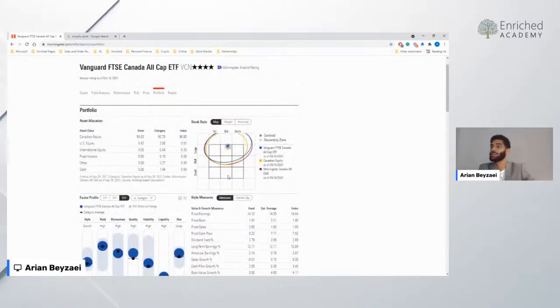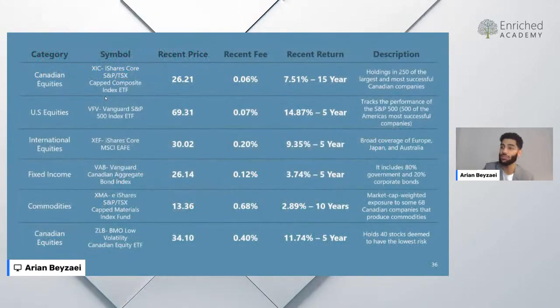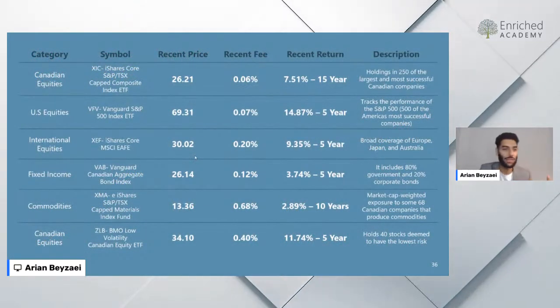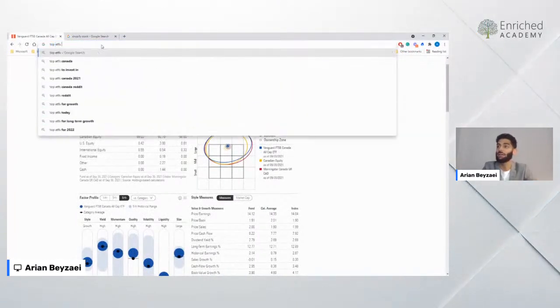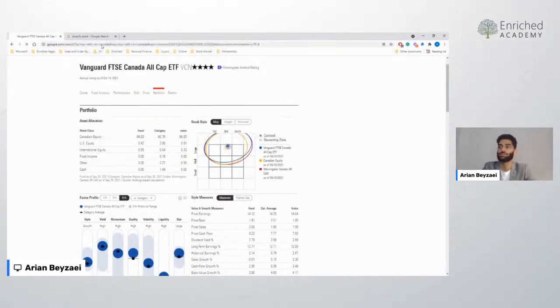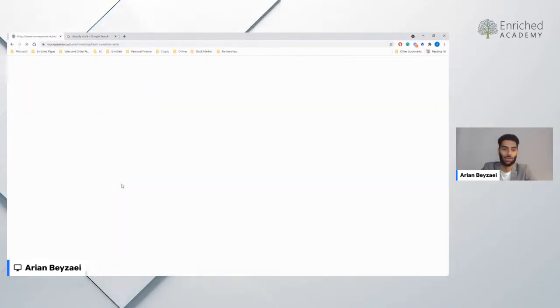So yeah, hopefully that gives you some insight. Let me get back to the presentation, get back on track here. So there's a great list of ETFs. If you want a great list, go on to Google, just like I did here. Just search top ETFs in Canada. My favorite list is this one by MoneySense.